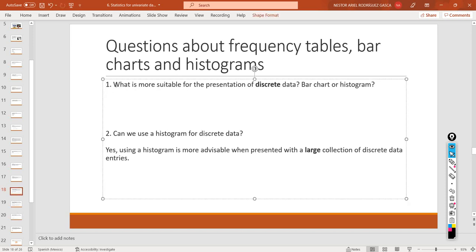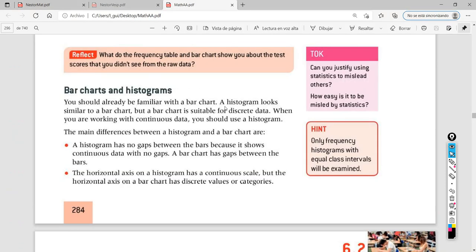Question number one is this: what is more suitable for the presentation of discrete data, a bar chart or a histogram? The book tells you the following: a histogram looks similar to a bar chart, but a bar chart is suitable for discrete data. I agree with that, as long as the entries for the discrete data, the data points, are rather small in number. Then a bar chart is perfectly okay.